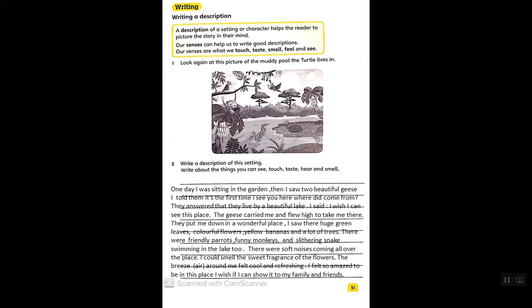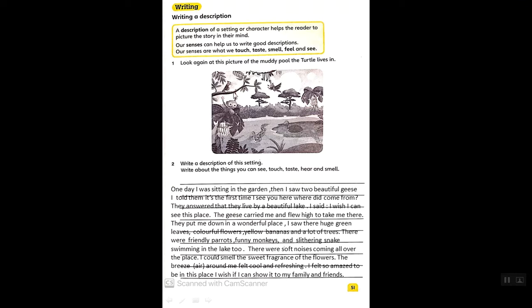Here we go. That's an example of today's homework. It says a description of a setting or a character helps the reader to picture the story in their mind. Our senses can help us to write good descriptions. Our senses are what we touch, taste, smell, feel, or see. For example, I have written something. Maybe this is my imagination. You can do better, of course, and a lot more can be done. I have done this for you as an example.